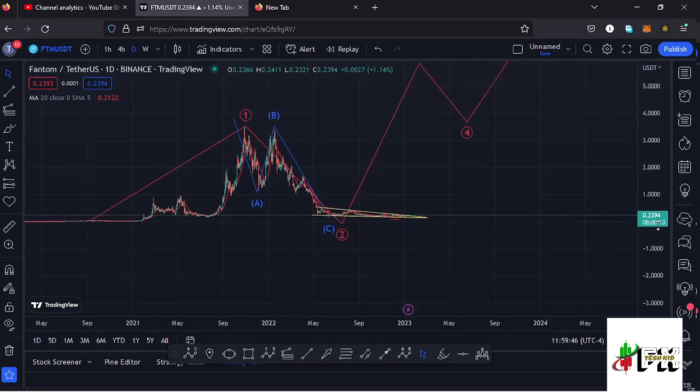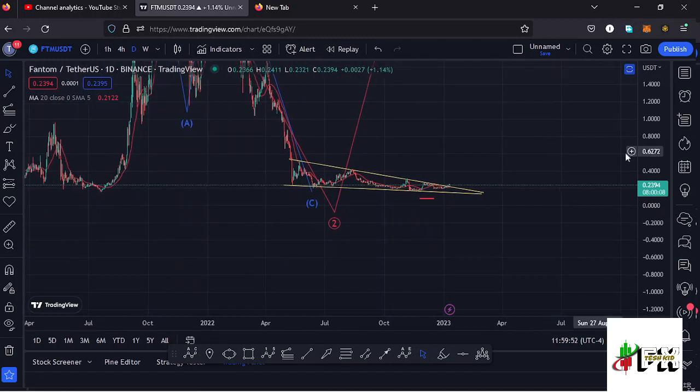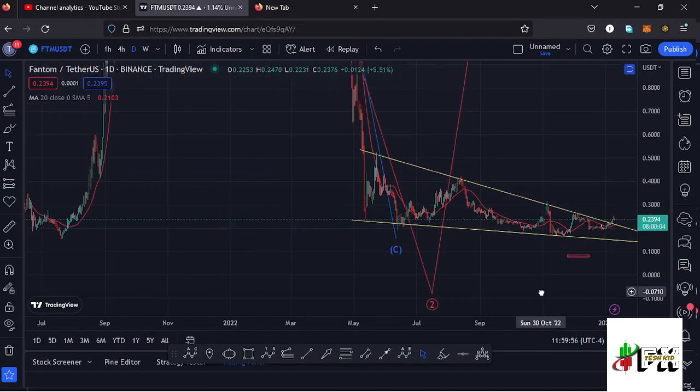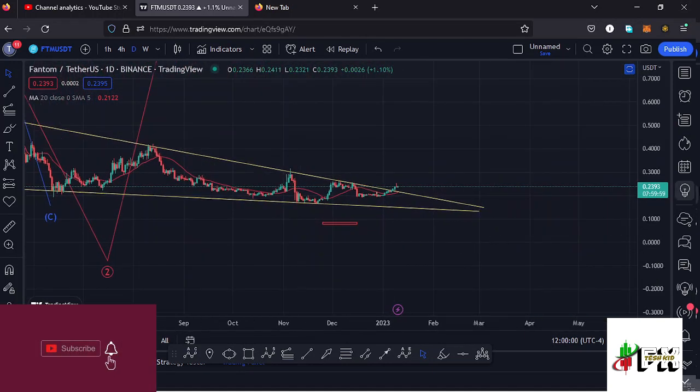And getting to the short-term scenarios that I'm expecting to play out, starting here on the daily chart, where we have a chart pattern which has continued to be obeyed, which is a falling wedge. And you can see that chart pattern right here, which is a chart pattern that I was expecting to give us a breakout to the upper side.